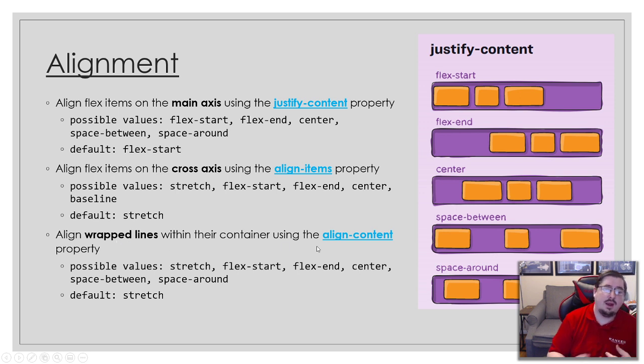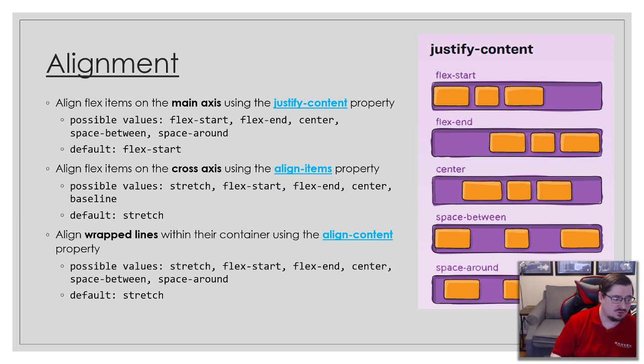Next up, if you have wrapping set, specifically this only works if you have more than one line of content. This only does anything for that. Align content is what you're going to use when you have more than one line, and it's going to space those out. It can be a few different values: stretch, start, flex end, center, space between, or space around, and those work basically the same way as they do for justify content on the main axis, except that it's spacing these lines of elements between each other.